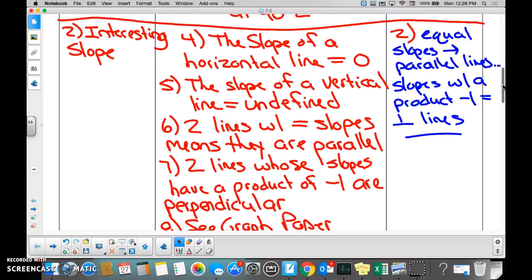Remember, for the slope of a horizontal line, we would have a rise of 0 and a run of x, right? Anything, 0 divided by anything is 0. The slope of a vertical line, you would have a rise of x and a run of 0, and anything divided by 0 equals error, undefined. Doesn't work. Good. So 2 lines with equal slopes means they're what?